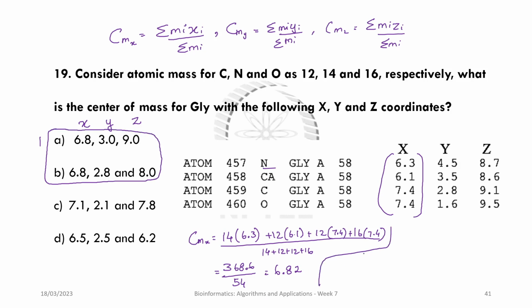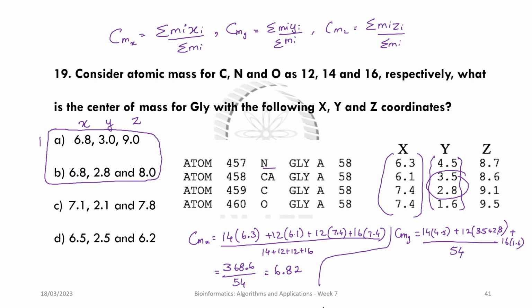Now when you do for Cm of y, what do you get? The denominator is going to remain the same, 54. So I'm going to have 14 into 4.5 plus 12 into 3.5 plus 2.8, because both of these are carbon, plus 16 into 1.6. So what does that give?